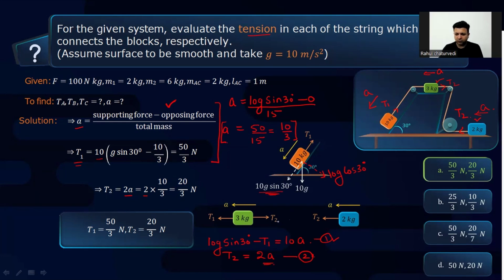If you divide T1 upon T2, you will get 50 upon 3 divided by 20 upon 3. That means the ratio of T1 upon T2 is equal to 5:2. Right? So in a question, the ratio can be asked, but in this question, only the values are asked. So the answer will be A, 50/3 and 20/3 Newton. Right?